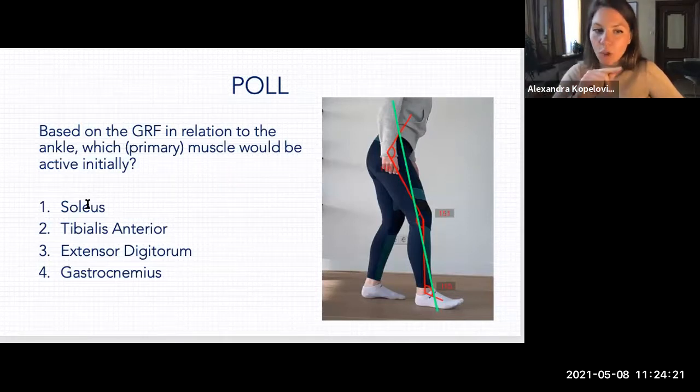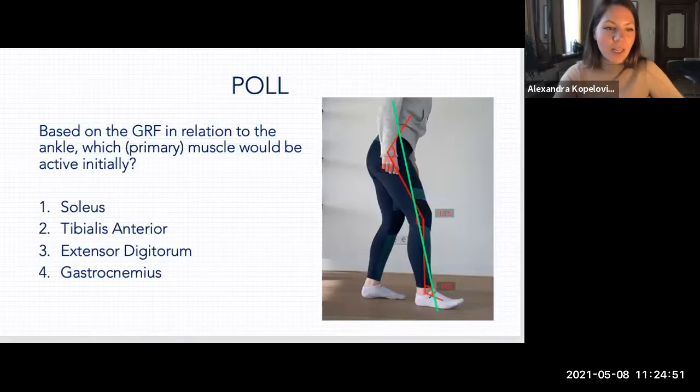Now, how do we know which one? Typically, our body goes to recruit single joint muscles first. So soleus would be our go-to. Gastrocnemius would not be our go-to because there's too much energy expenditure with two joint muscles. It will also act on the knee because gastrocnemius crosses the knee, and it will tend to pull the knee into flexion. So the correct answer, the primary muscle that will be active here, is soleus.